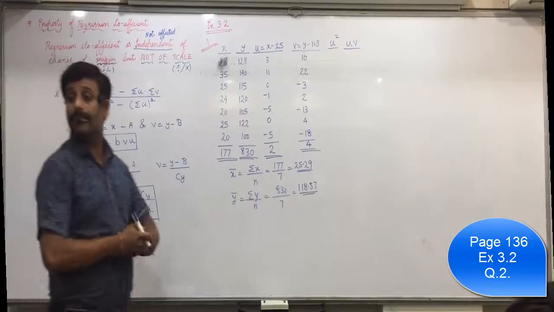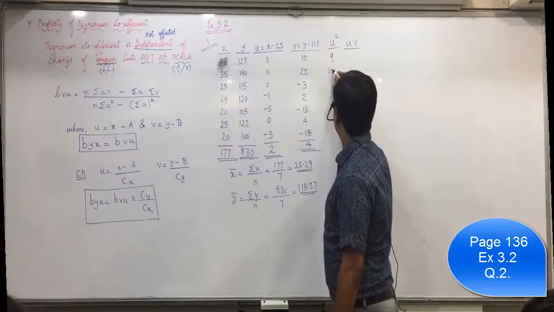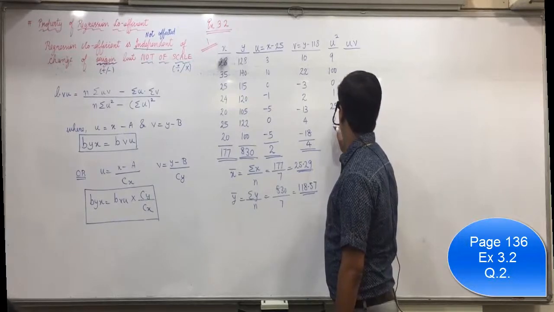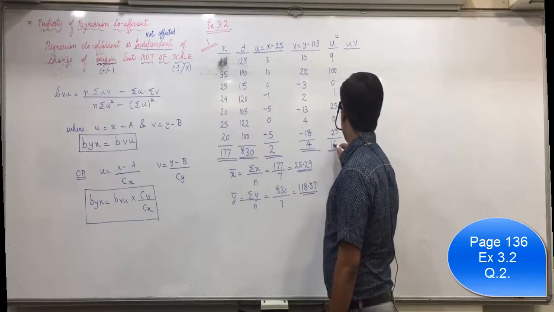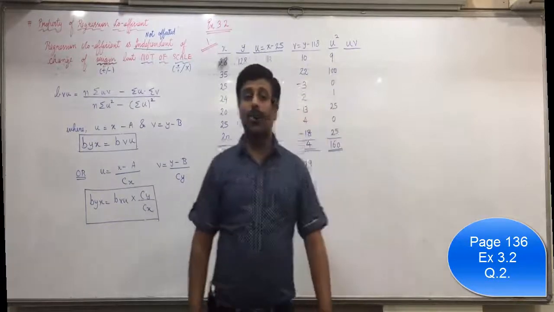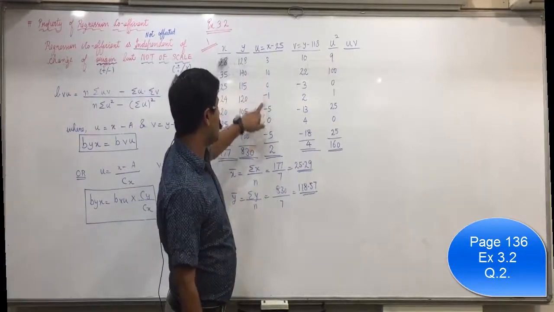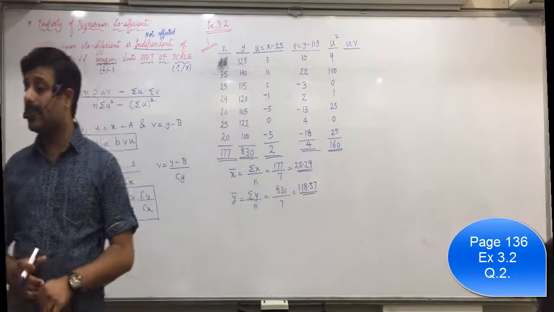Ritu, U square. 9, 100, 0, 1, 25, 0, 25. 160. Yes. So U square means 3 square 9, 10 square 100, 0 square 0 up till minus 5 square 25. Anyone having any doubt in that?